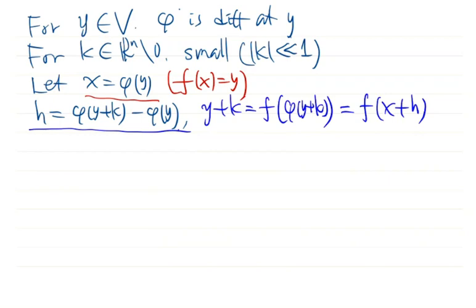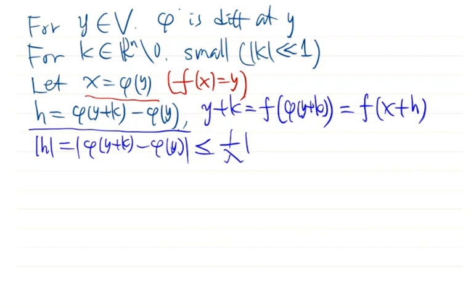And the norm of h, which is the norm of phi(y plus k) minus phi(y), can also be estimated. This is less than 1 over lambda times the norm of k. So this means that when k goes to 0, h goes to 0.